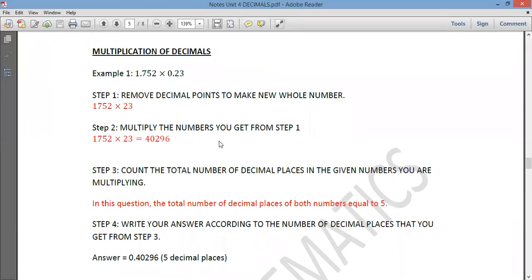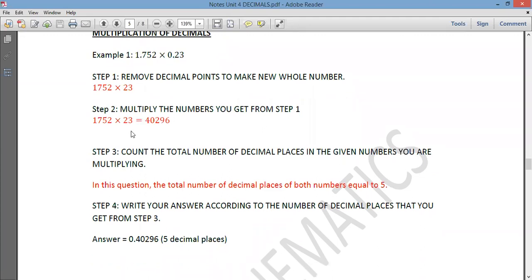The last two things you have to revise: first, multiplication of decimals. The question has these two decimal numbers. First step, remove the decimal point to become whole numbers. So you got 1752 times 23. You remove the decimal point here and it becomes a whole number.